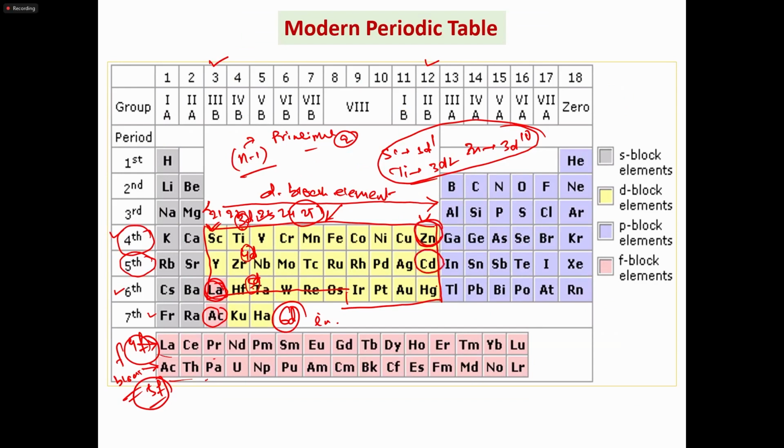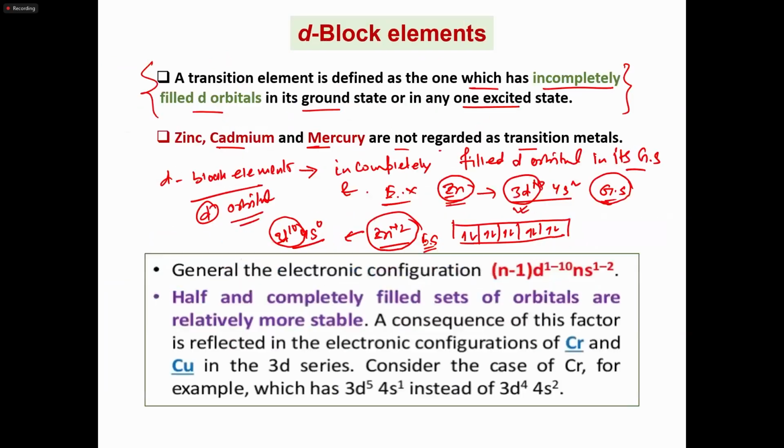Similarly, cadmium will have 4d10 5s2, and mercury will have 5d10 6s2. So the principal quantum numbers increase. In the ground state and in the excited state, the d orbitals are totally filled. That's why these three elements are not treated as transition elements.